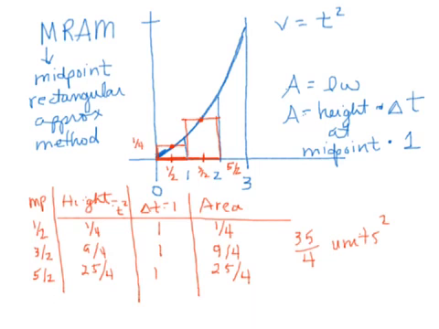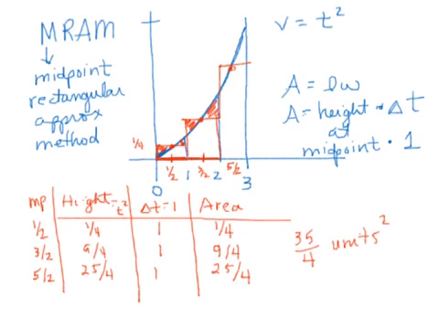So that gives us an estimation. So we're going to take a look at this. Does this look like it's a pretty good estimate? Well, we've got too much over here, and not enough over here, and too much over here, not enough over here. So it probably is a pretty good estimate.